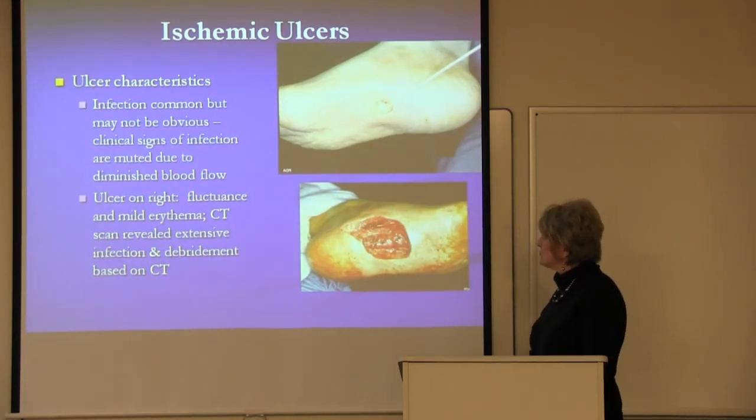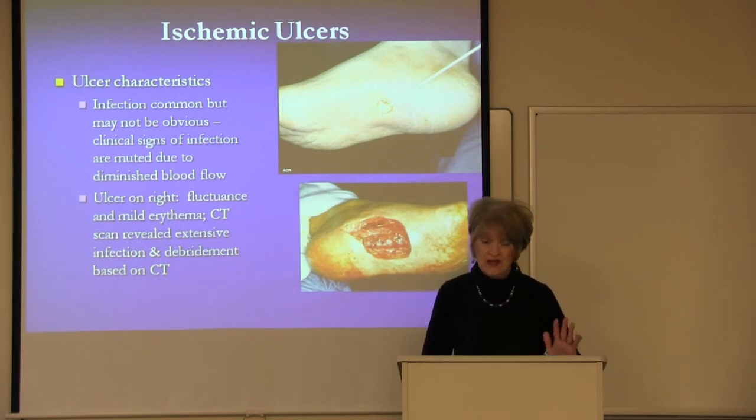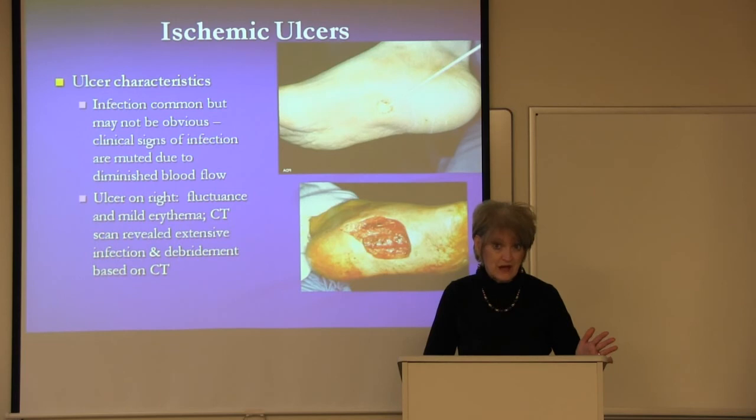Now, another characteristic of ischemic ulcers is that they are frequently infected. In fact, I assume that arterial ulcers are infected until they prove me wrong. And why do I say that? Because you've got an open wound, you're always going to have colonization. You're always going to have bacteria on the surface of the wound.